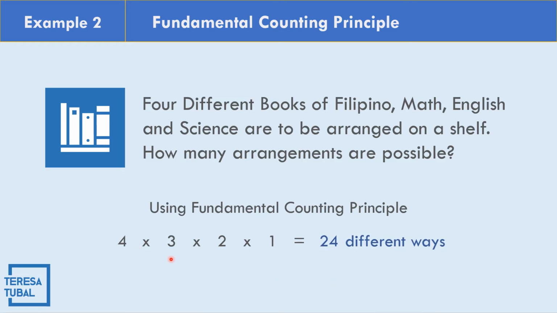How did it become 4, 3, 2, and 1? If we have 4 books, so we have 4 choices. And then afterwards, once we have chosen one, that means there are only 3 left to choose from. Once two have been chosen, there are only 2 left to choose from. Once 3 have been chosen, we have 1. So 4 times 3 is 12. 12 times 2 is 24, and then times 1, the answer is 24 different ways, or 24 arrangements are possible to arrange the Filipino, Math, English, and Science books.